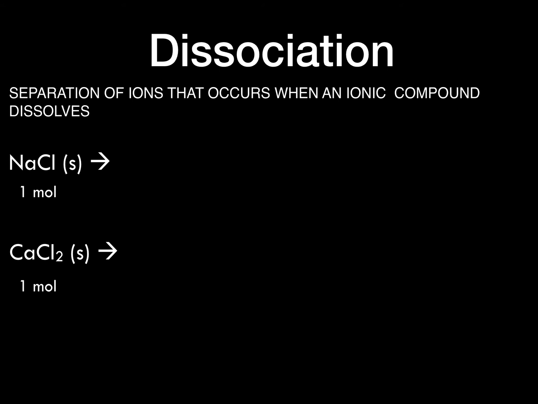Okay, so we're going to start talking about ions in aqueous solutions. And the first thing we're going to talk about is dissociation. Dissociation is the separation of ions that occurs when an ionic compound dissolves. So, for example, we're going to give you 1 mole of NaCl. We're always going to dissolve a solid.